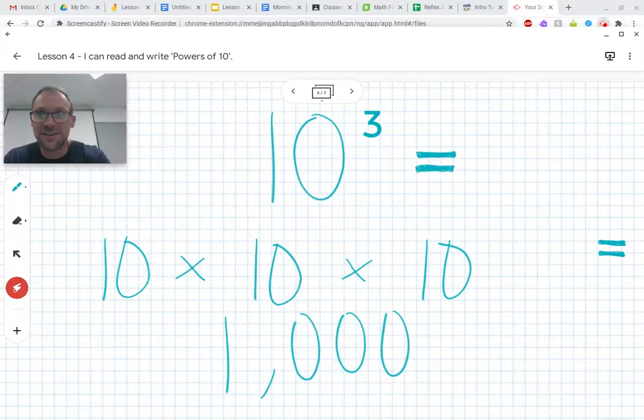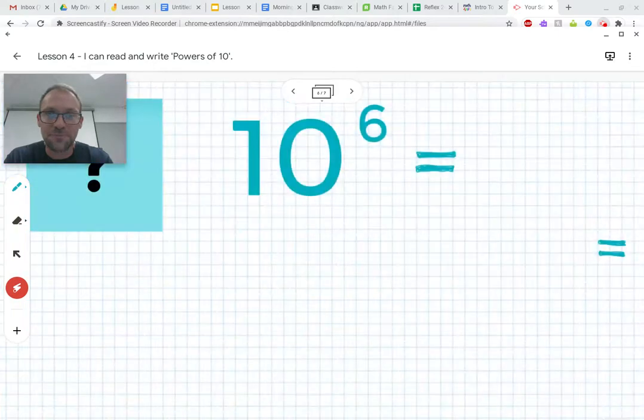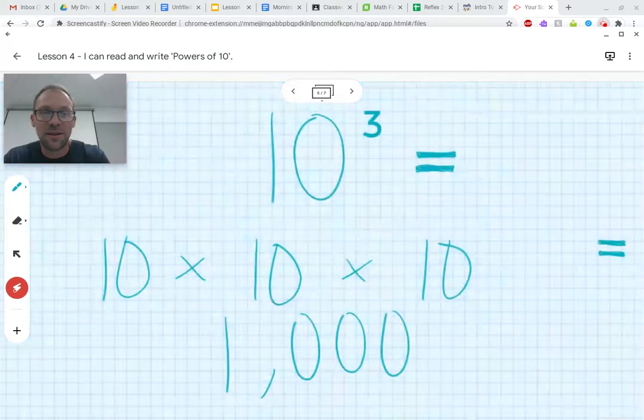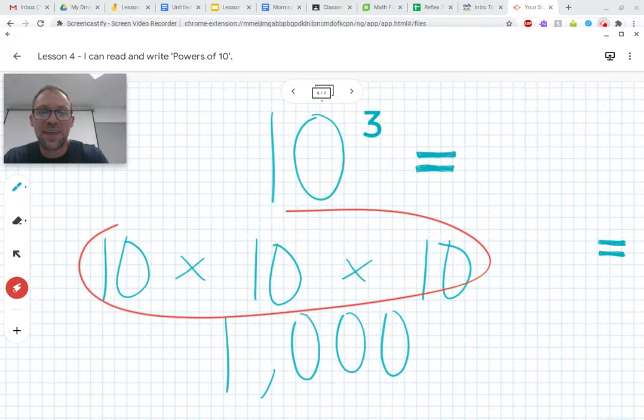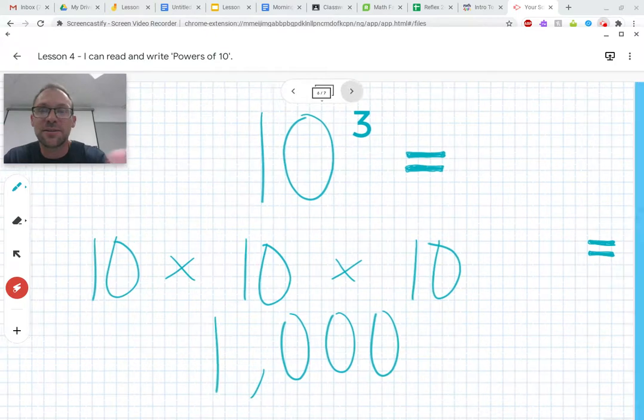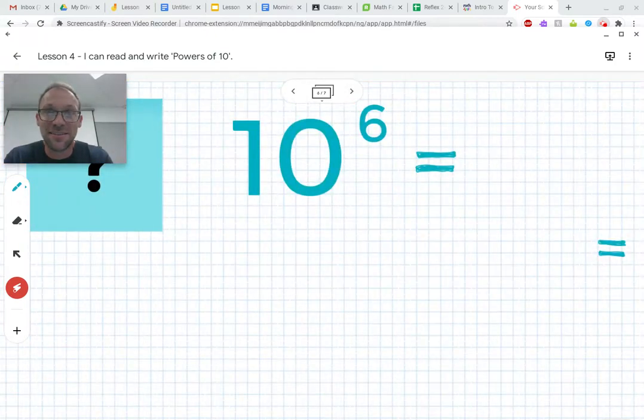All right. You ready for the next thing? Try this one. I'll meet you back on the other side of this problem. Again, write the number in expanded form and write the actual product. Are you ready? Go ahead. All right, let's see how you did.